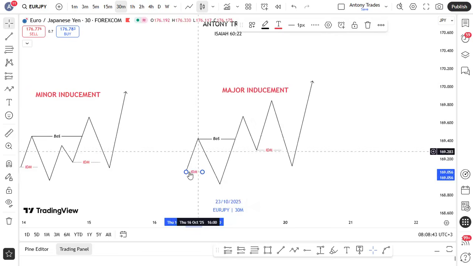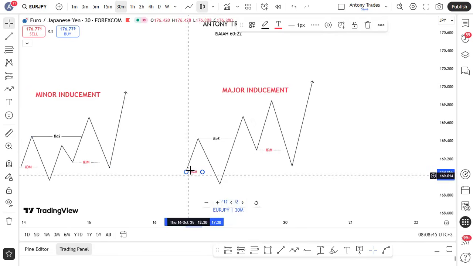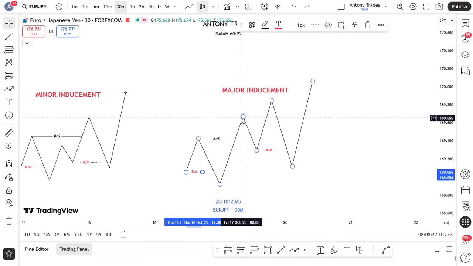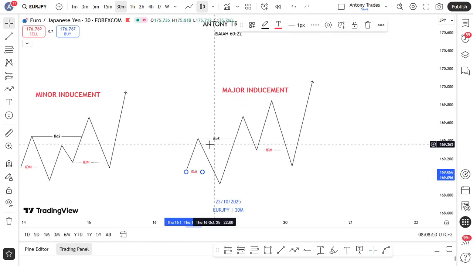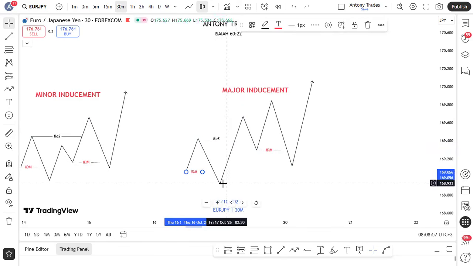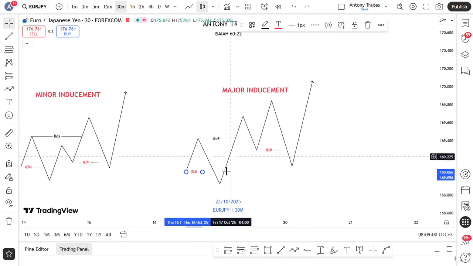So we need to see the same scenario here. We need to see a sweep of liquidity, then a valid break of structure. But now if you look at this one, we don't have any internal structure that is formed before the break of structure. And you see, in this impulsive move here, there was no structure that was formed.